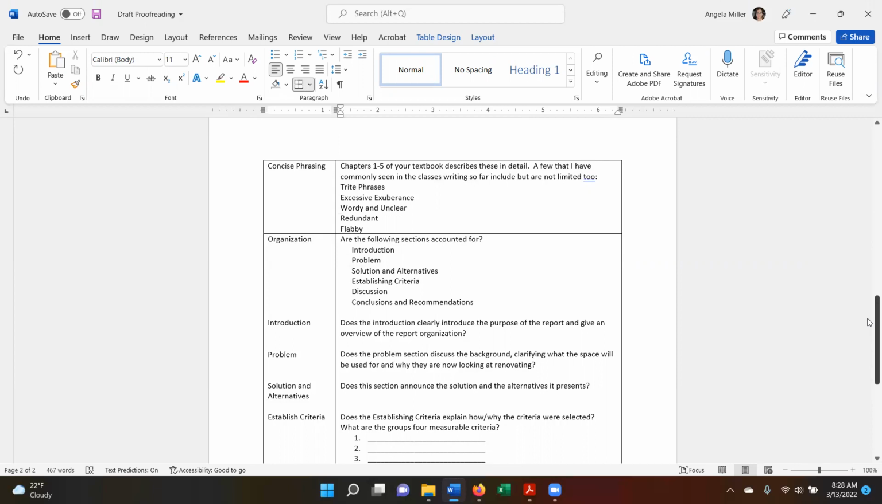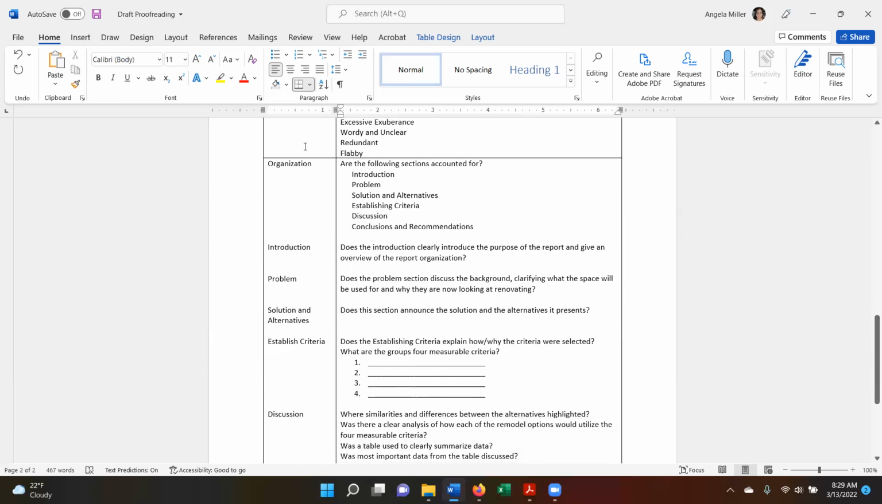So in chapters 1 through 5, go ahead and open up your textbook, and you can have that as a reference while you're doing your proofreadings. But you want to look for those trite phrases. You want to look for excessive exuberance. You want to check for wordiness and unclarity. And those are really common, okay? Redundancies, right? I say something and then I say it again. When I teach, I'm very redundant because some people understand it different. But when I write, I have to get rid of that redundancy. Flabby, right? This is where you start getting a lot of that fluff, and you want to make sure that we're minimizing that. We also want to make sure that we are checking the organization.